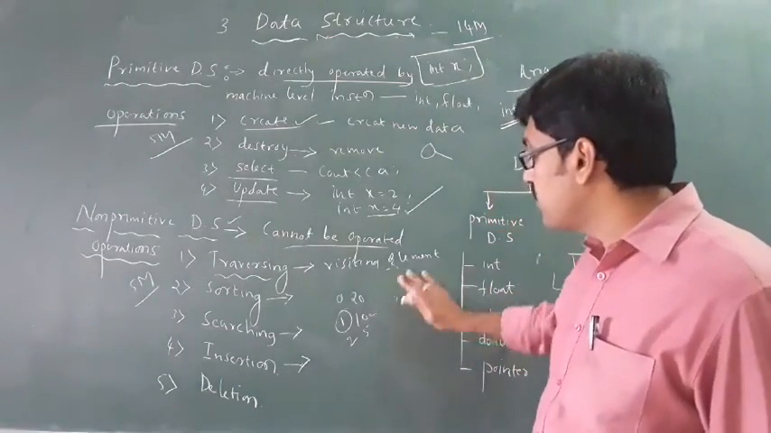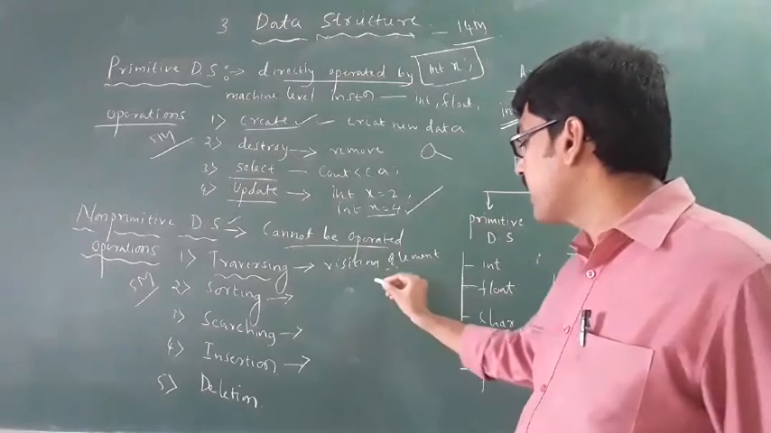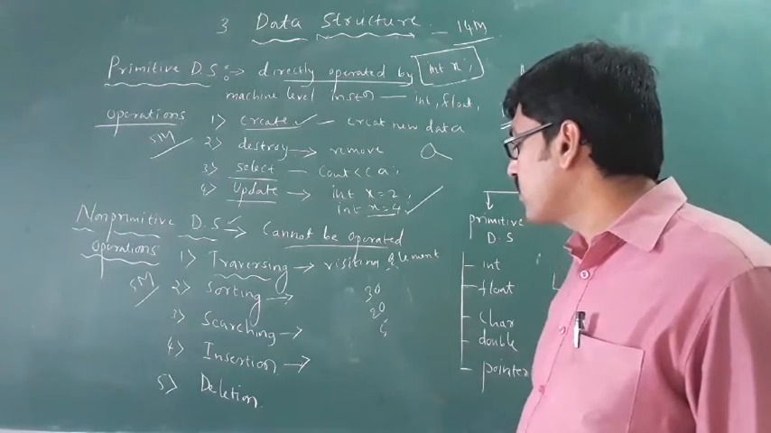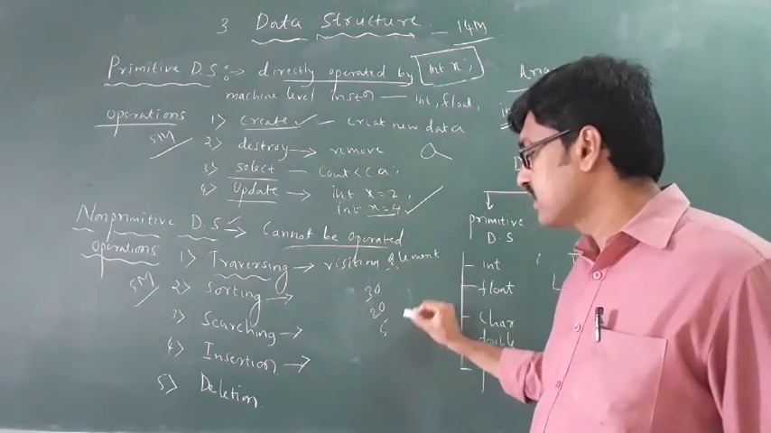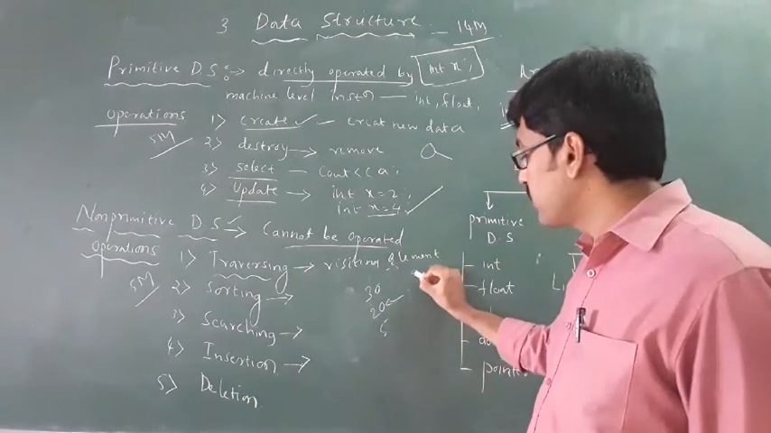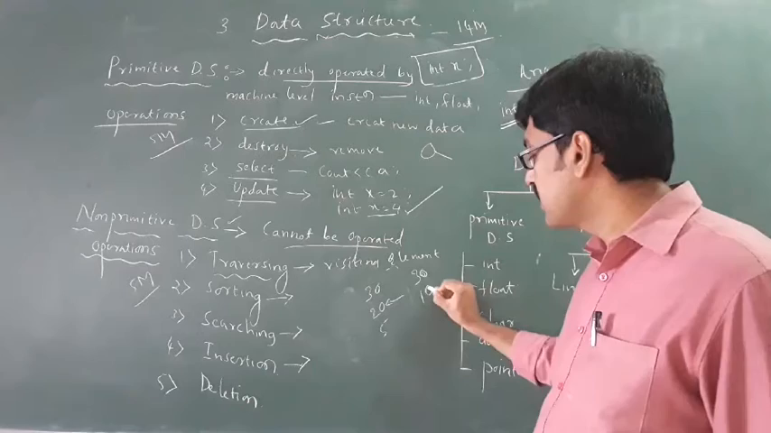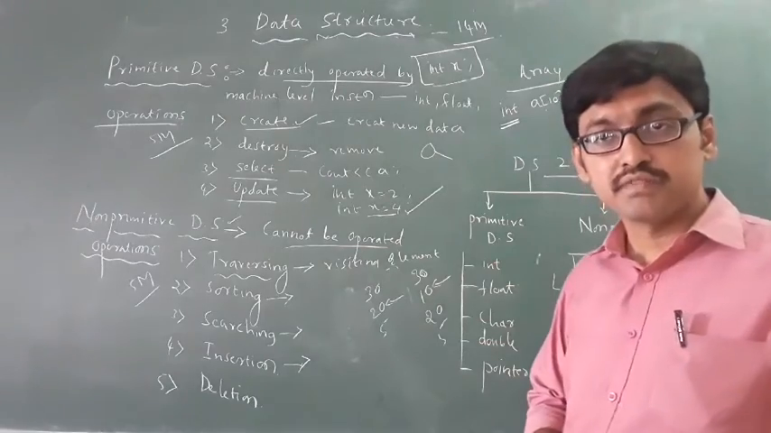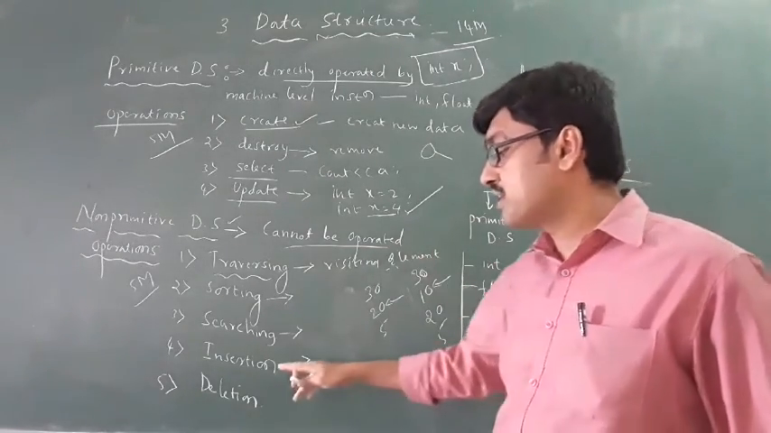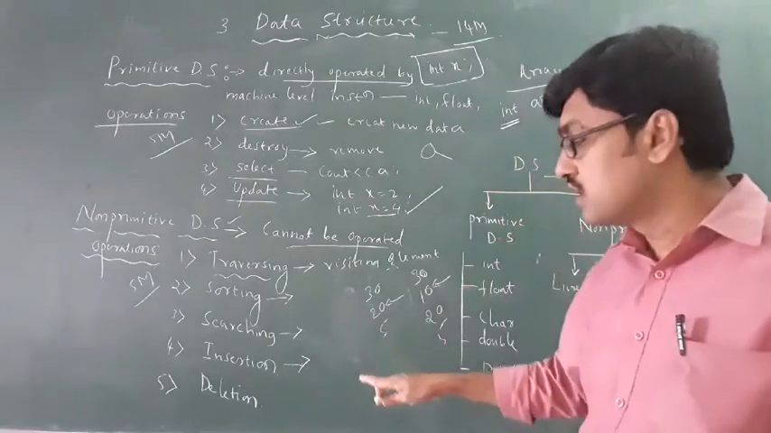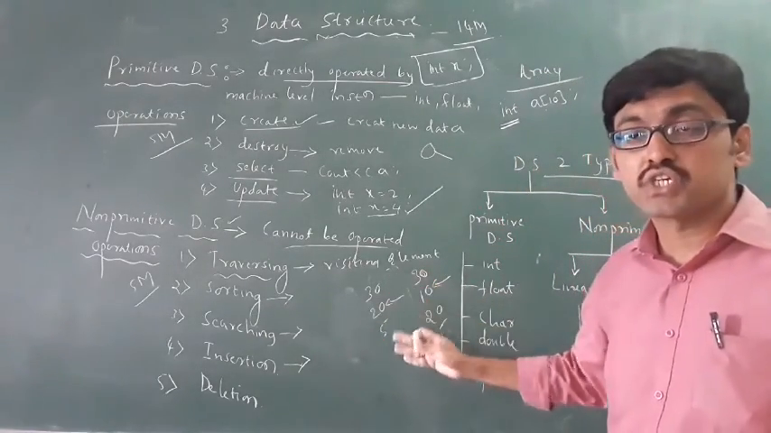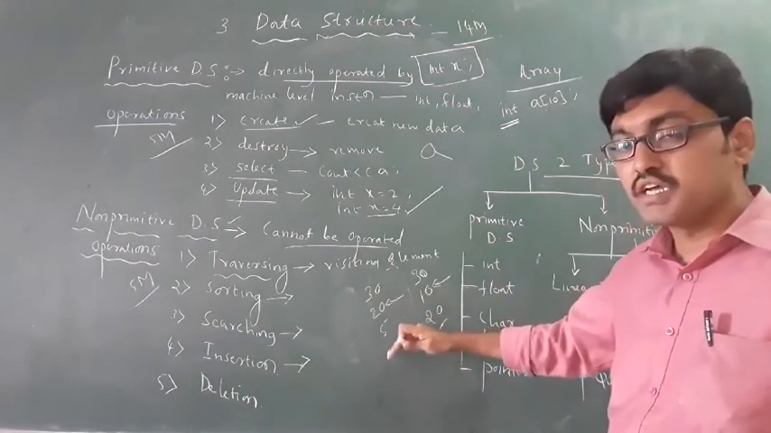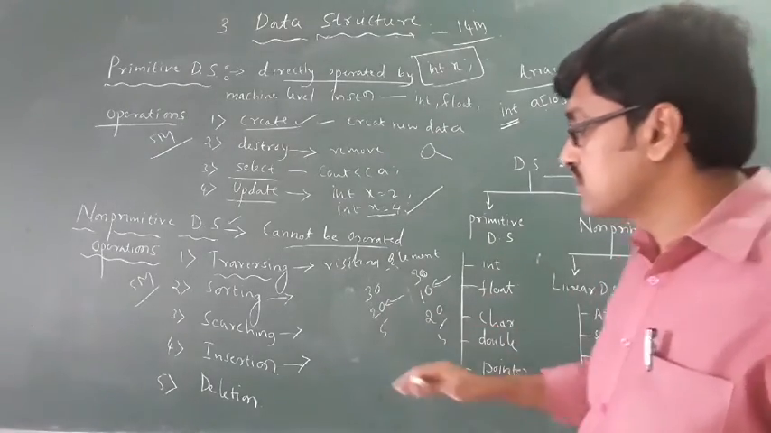For example, here I have 30, 20, then 5. I want to insert 10 in this location. Then 10 you can insert. First 30, 10, after that 20, then 5. The 10 will be inserted easily in the data structure. That operation is called insertion. Insertion is nothing but the process of inserting an element into the data structure. As soon as 10 is inserted, 20 moves to the next position. Got it? This is the insertion.